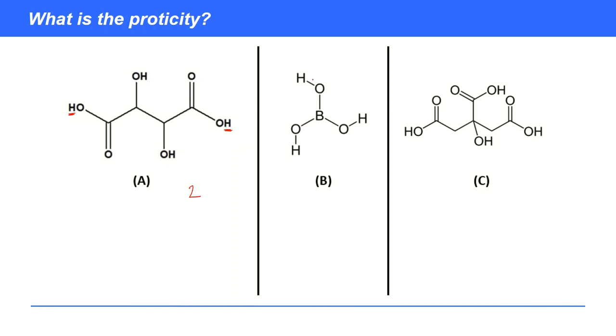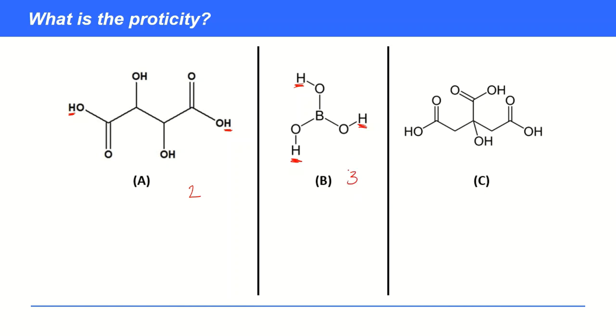This one here, boric acid, well, you might not be too sure. Not all OHs do get removed, as we've seen with alcohols. So alcohols are not acidic, but in this case, these all are. This is boric acid, so this one can go, this one can go, and this one can go. So this is actually tribasic.